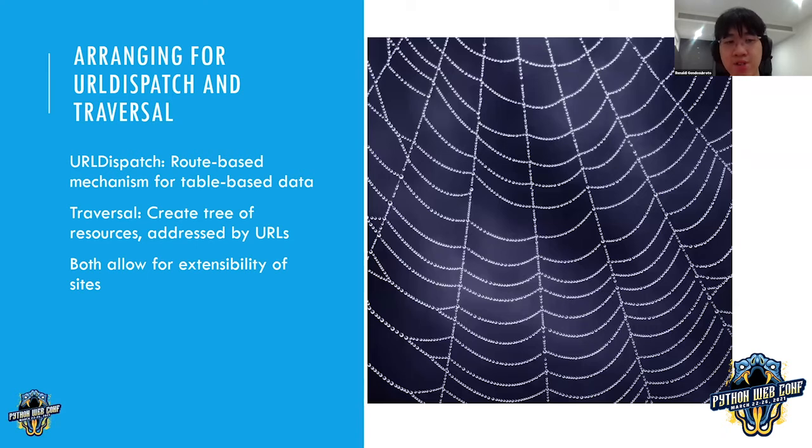And also we have traversal, which is a way to create a tree of resources that can be addressed by URLs. Essentially, we're able to find a particular resource located in a resource tree, and this could be a set of nested dictionary-like objects. This is done with each segment of the path portion of the URL to navigate through the resource tree. I'm not going to talk about these too much in detail because I believe all the documentation is already online as well.